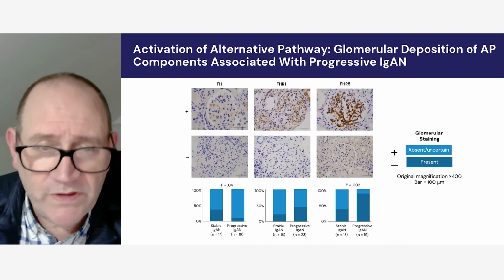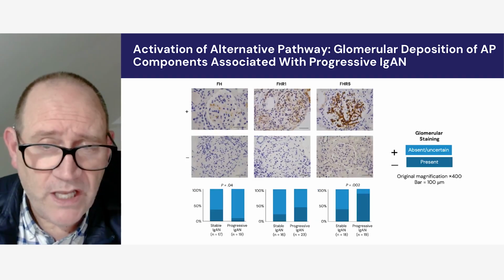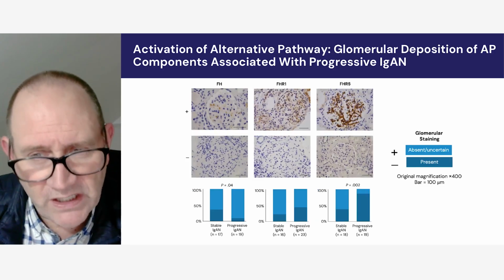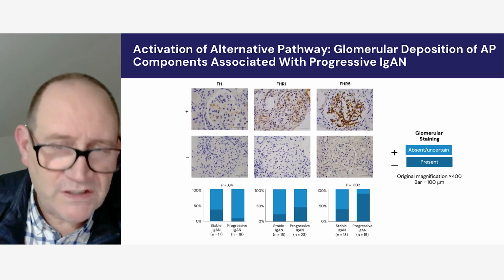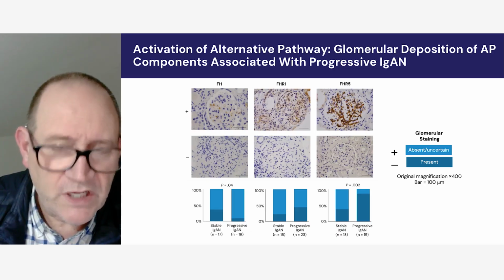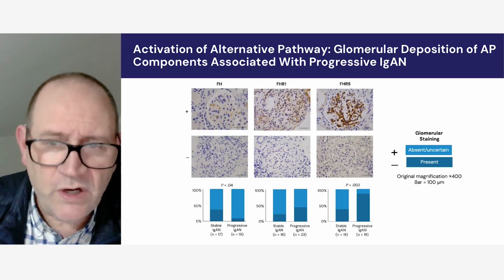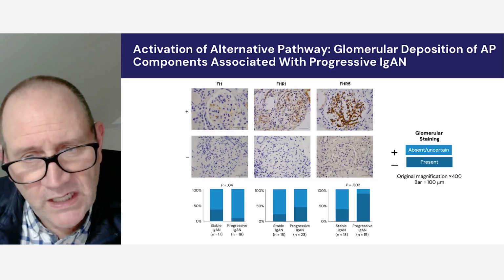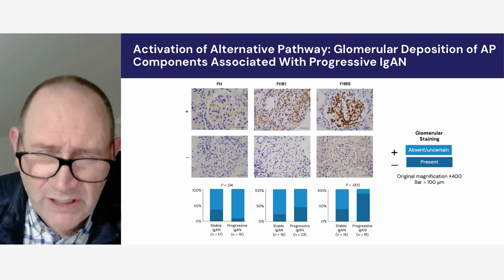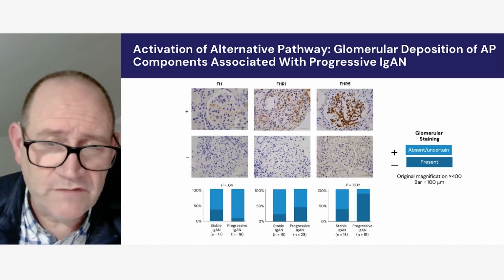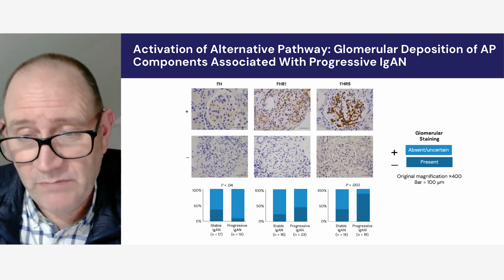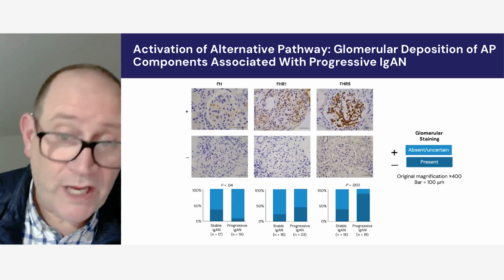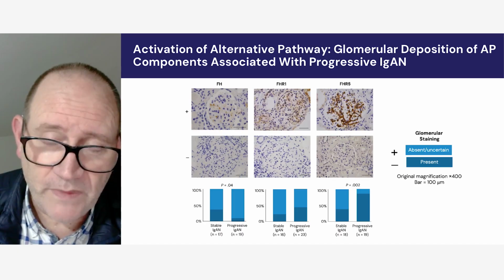So in particular, when we think about the alternative pathway, and here we're looking at the regulators. You remember I said if we have disturbance in the regulators, we can have overactivation of complement within the glomerulus, particularly within those along the glomerular basement membrane. And so here what we see is the more factor H, the really main inhibitor of alternative pathway activation, the better the outcome, because these patients, if they have more factor H in their glomeruli, are more able to block activation of the alternative pathway.